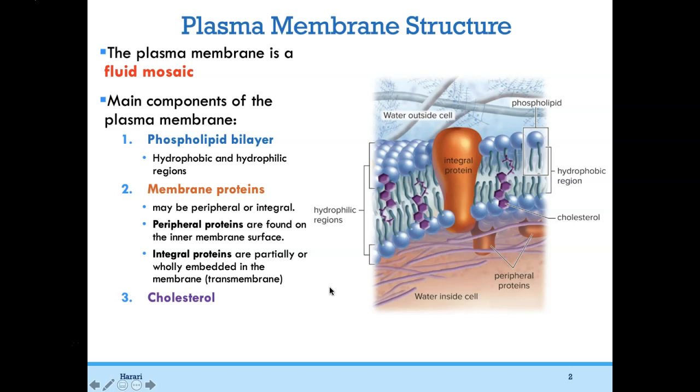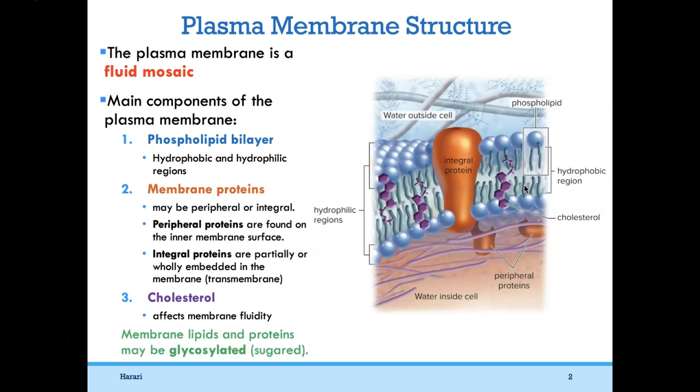Finally, we have cholesterol. And that's also inside the membrane. It's inside the bilayer, and that helps with the fluidity. It makes sure that at high temperatures, the membrane isn't too fluid, and at cold temperatures, it's not too solid. So cholesterol helps regulate the consistency and the fluidity of the membrane.